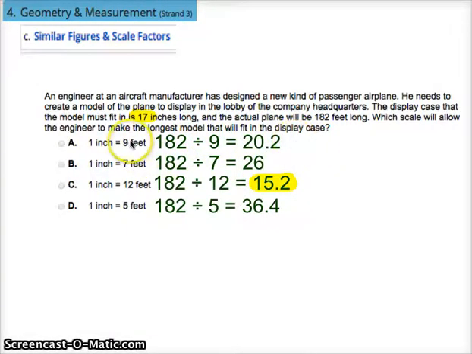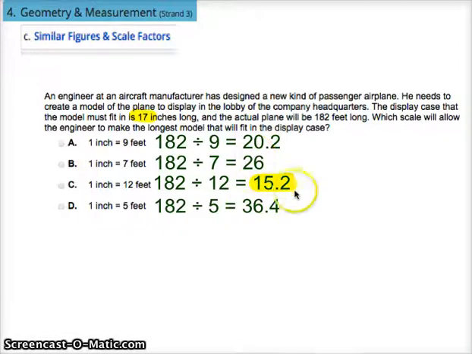So what they do is they have these 4 options. You know it's got to be 182 feet long, so if you divide it by the number of feet here, that's how many inches that model would be. So 182 divided by 9, this would be 20.2 inches, but that's too big. The display case can only be 17. So you want to find the answer that is less than 17 but closest to it.